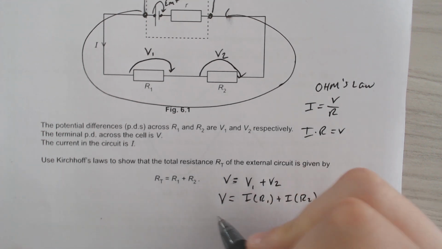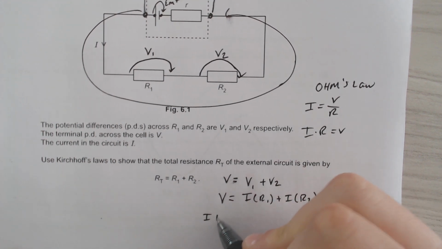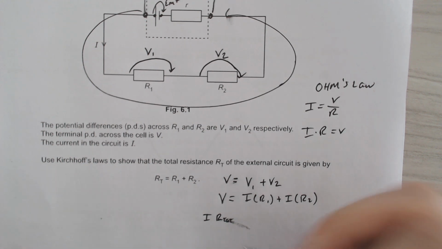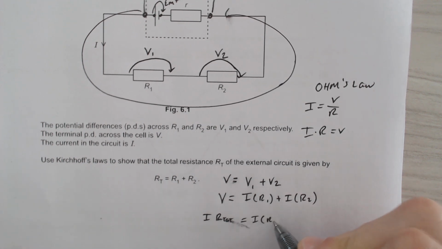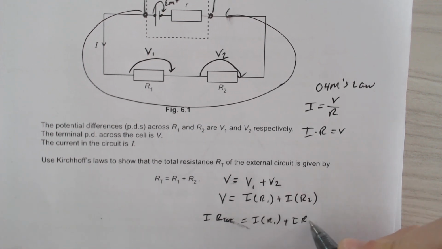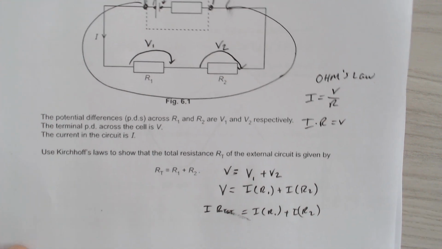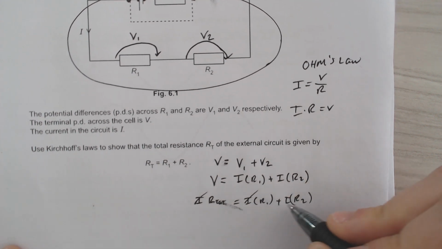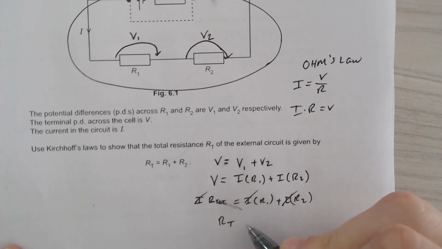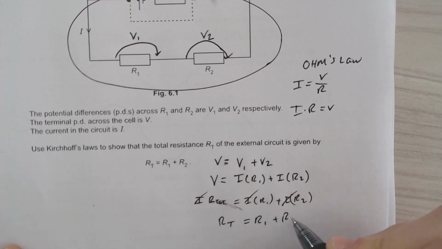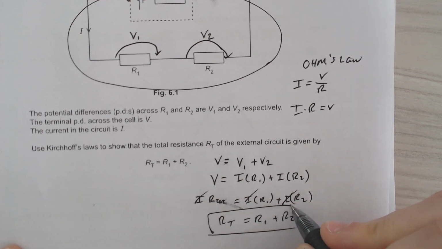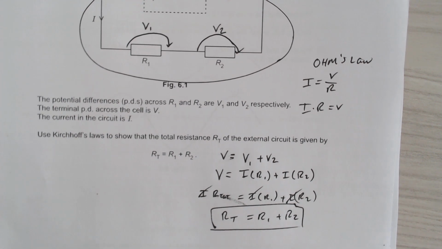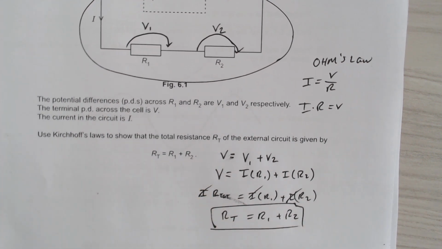And this would just be I times R total, or RT, I smudged, would equal I times R1 plus I times R2. And then the fancy thing here is, well, wait a minute, everything has an I, so they could all cancel out, and you get R total is equal to R1 plus R2, which is essentially what you do when you have resistors in series: you add their resistances. You would add the two resistances to get the resistance total.